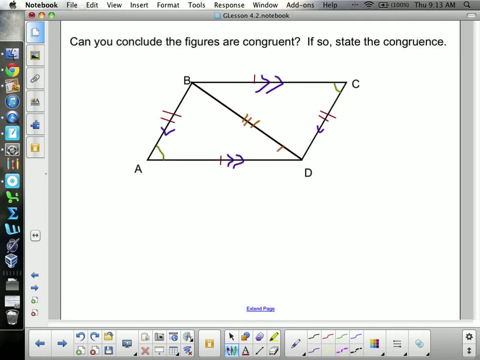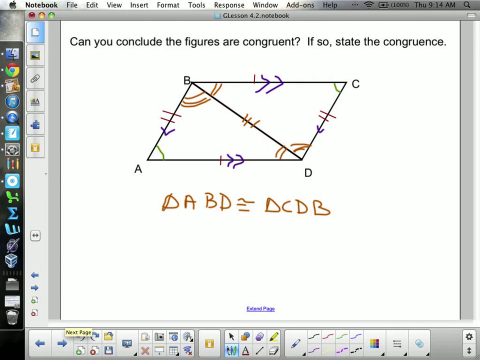So this angle is congruent to this angle. And because these two sides are parallel, I get a Z here too. This angle is congruent to this angle. So triangle ABD is congruent to triangle CDB. To put it in corresponding order.